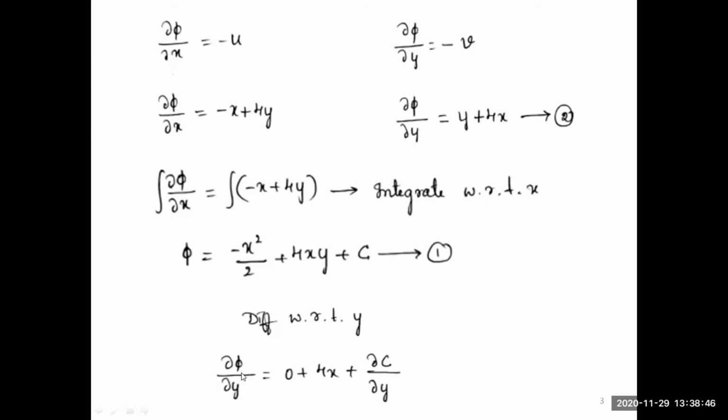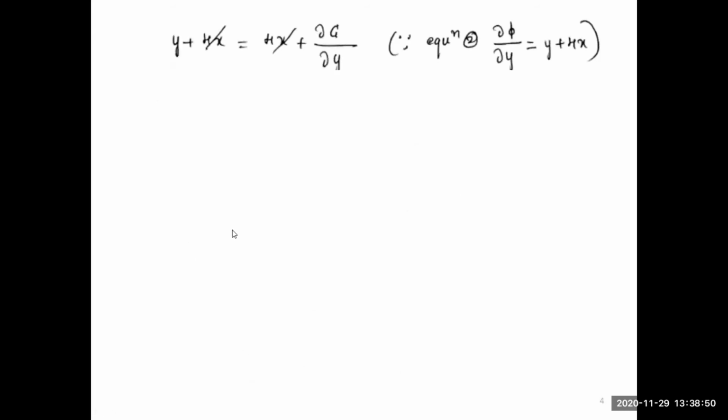So that is ∂φ/∂y. If you equate that, you will get y plus 4x is equal to 4x plus ∂c/∂y. So 4x will get cancelled, and ∂c/∂y you will get is equal to y, because we have to get the value of the constant.